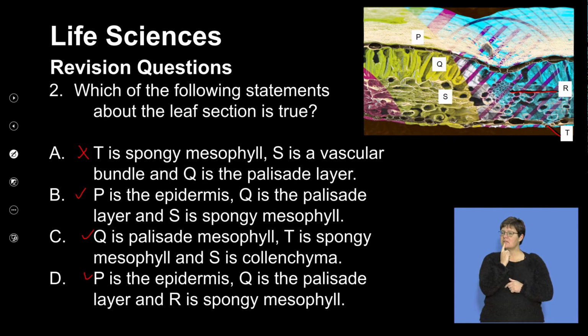So then we look at the next one. P is the epidermis. Q is the palisade layer, yes it is, and S is the spongy mesophyll, yes. Once you've determined that this is the correct one, you actually don't need to go any further. If we looked, we would find it says T is the spongy mesophyll, so that makes it incorrect. And R is spongy mesophyll, nope, because R is pointing to the vascular bundle. So this takes more thinking than simply identifying.